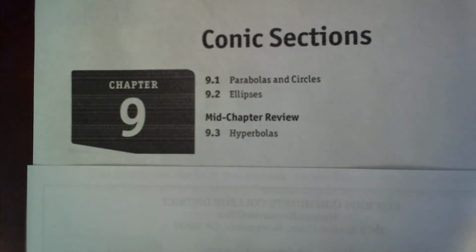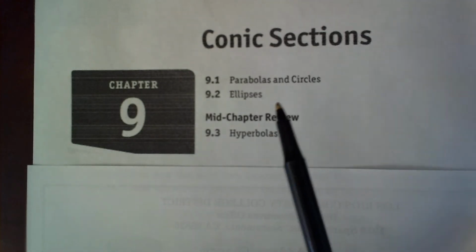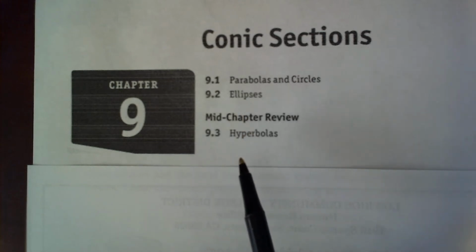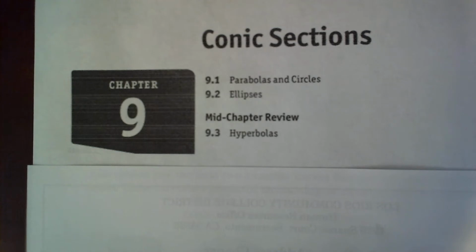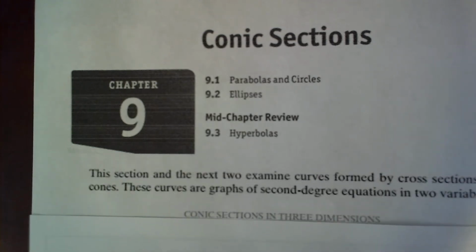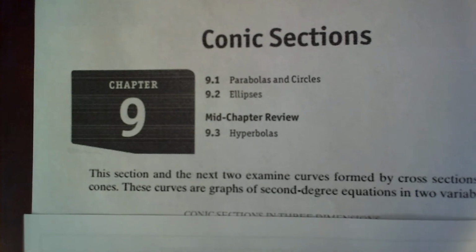Chapter 9 is about conic sections, and there are three major objectives to cover. One would be on parabolas and circles, then on ellipses, and then on hyperbolas. And you are probably familiar with the concepts, so in a way there might be a review. But here, this section and the next two examine curves formed by cross sections of cones.